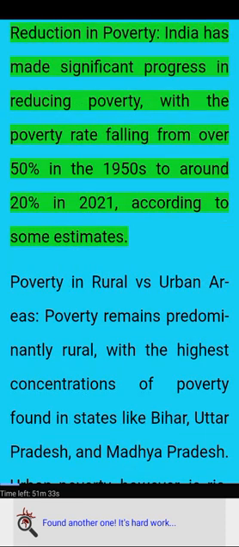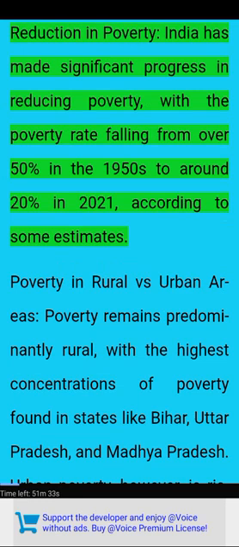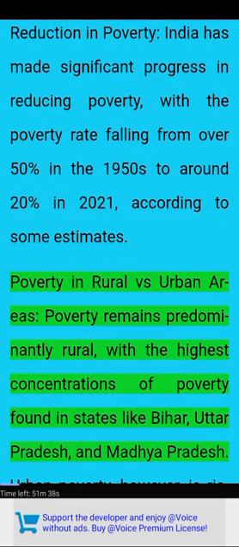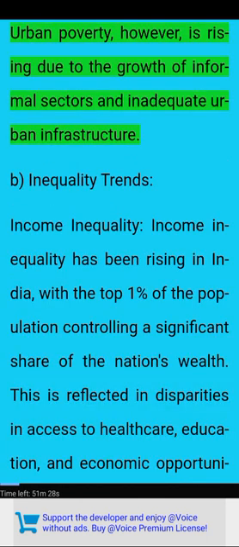Reduction in poverty. India has made significant progress in reducing poverty, with the poverty rate falling from over 50% in the 1950s to around 20% in 2021, according to some estimates. Poverty in rural versus urban areas. Poverty remains predominantly rural, with the highest concentrations of poverty found in states like Bihar, Uttar Pradesh, and Madhya Pradesh. Urban poverty, however, is rising due to the growth of informal sectors and inadequate urban infrastructure.